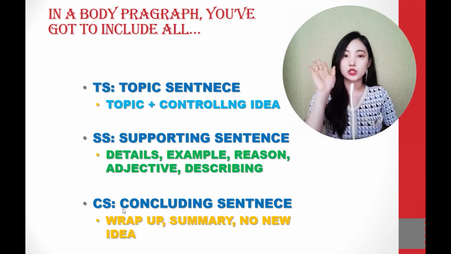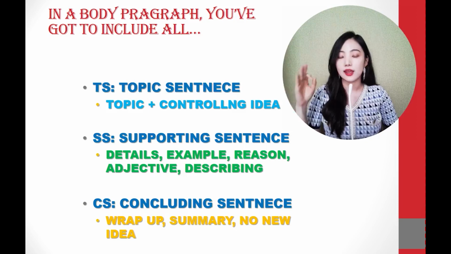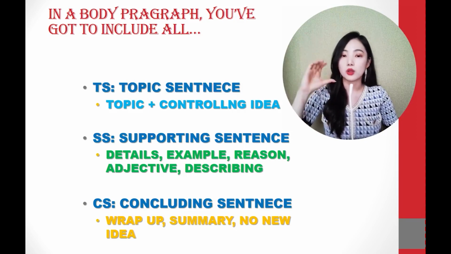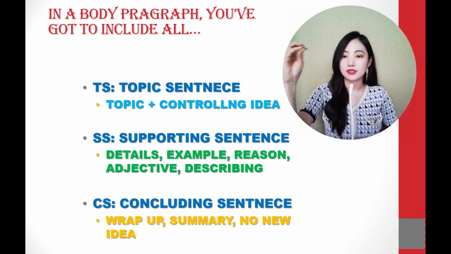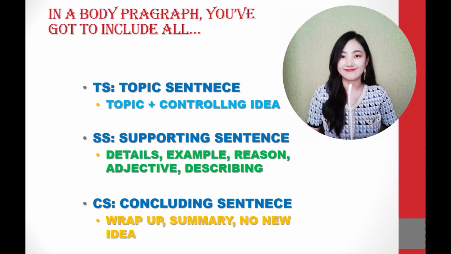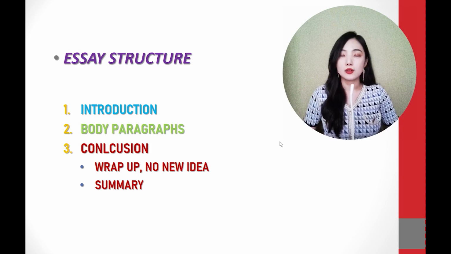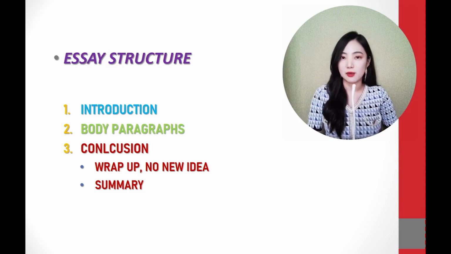So remember, you should include one topic sentence, maybe some supporting sentences, and a concluding sentence in one body paragraph. So in each body paragraph, one topic sentence, some supporting sentences, concluding sentence. Next body paragraph, same structure. Okay, good. Let's move on. Now it's the last part, which is the conclusion. Like the concluding sentence, you wrap up, introduce no new idea, and you make a summary.